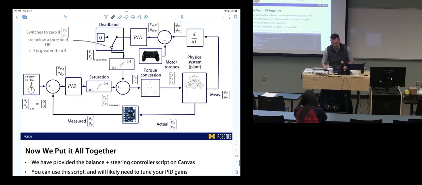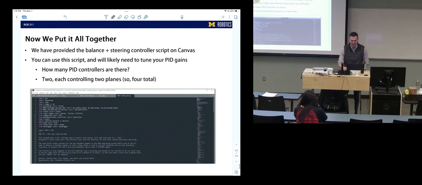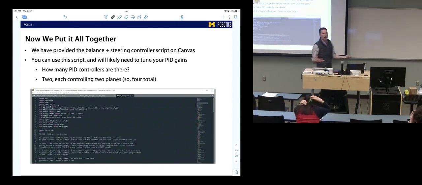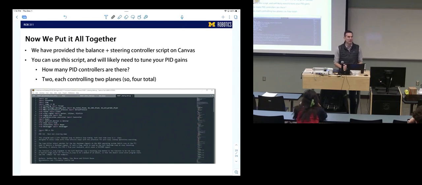Okay, I want to show you something on Canvas for a second. This file has been uploaded, it's the ROB 311 steering demo. It can be downloaded and used. You'll have to tune it for your application, but otherwise it should do all the things that we want. It's under lab or lecture 24 on Canvas. How many PIDs are there?